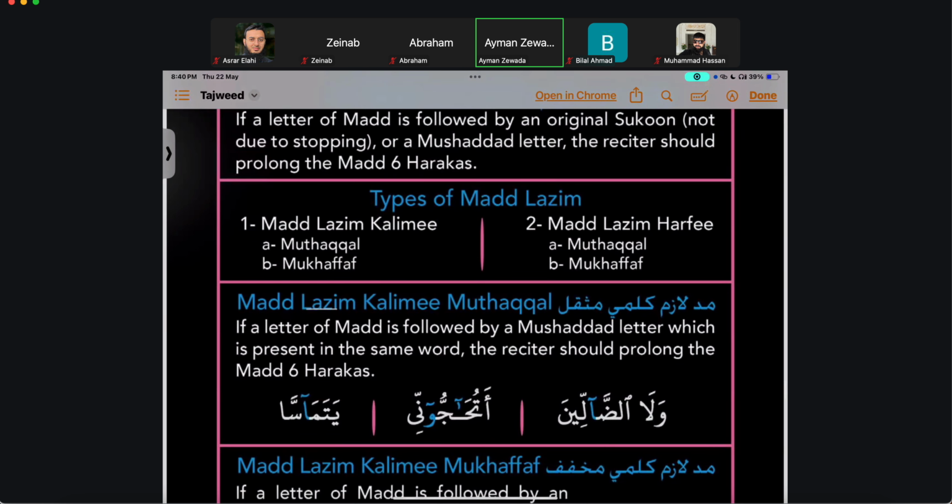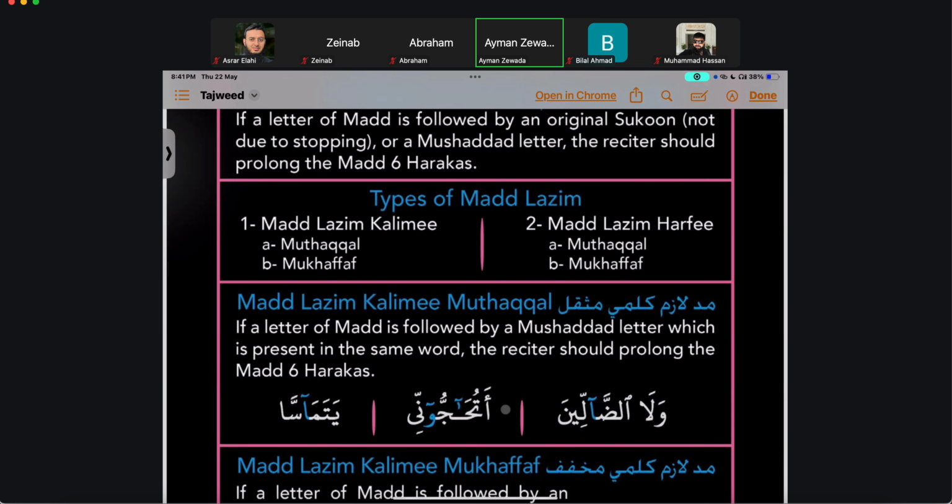If the letter of mad is followed by a mushaddad letter, which is present in the same word, then the reciter should prolong the mad to 6 harakat. For example, you have waladdallin. Notice, you have the mad over here on the letter alif, all right? After that, you have lam with a shadda, and we know it's naturally with a shadda because they've written it with a shadda for us, all right? And it's in the exact same word, so we're going to make it 6 harakat.